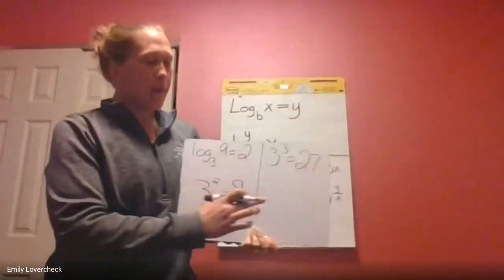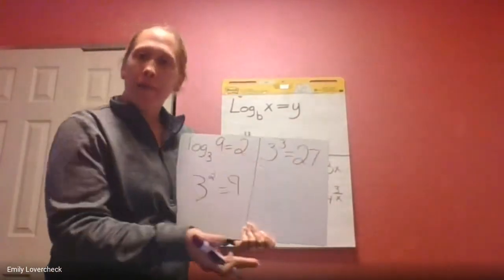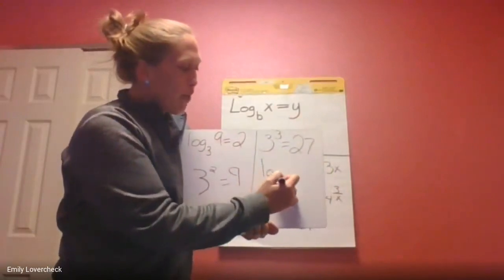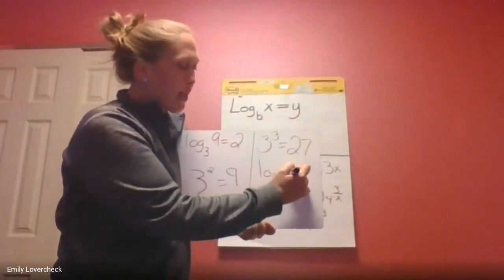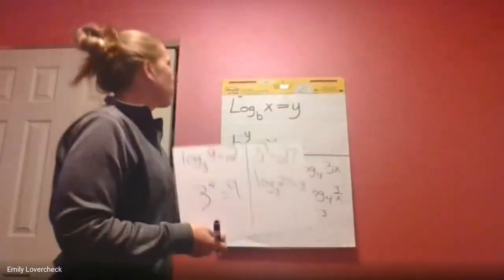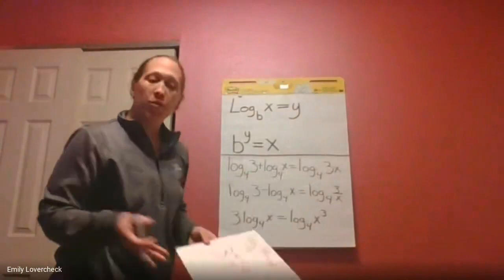The same thing is, I have exponential form here, and I want to change that to a logarithm. So I would get log base 3 of 27 equals 3. So just flip-flopping back between those two forms. Review for the first day of class.